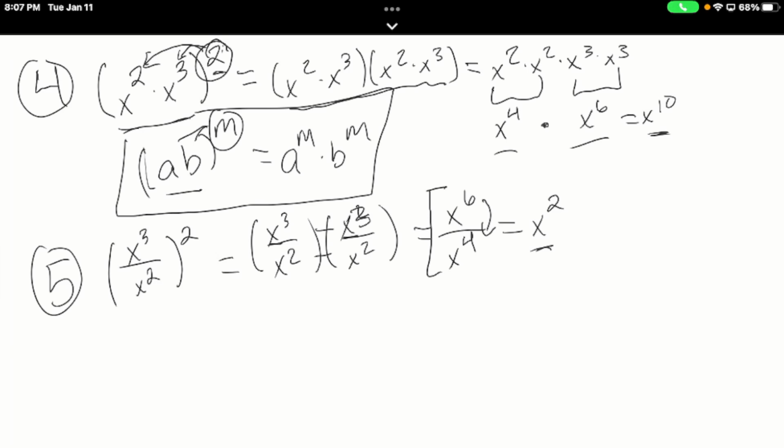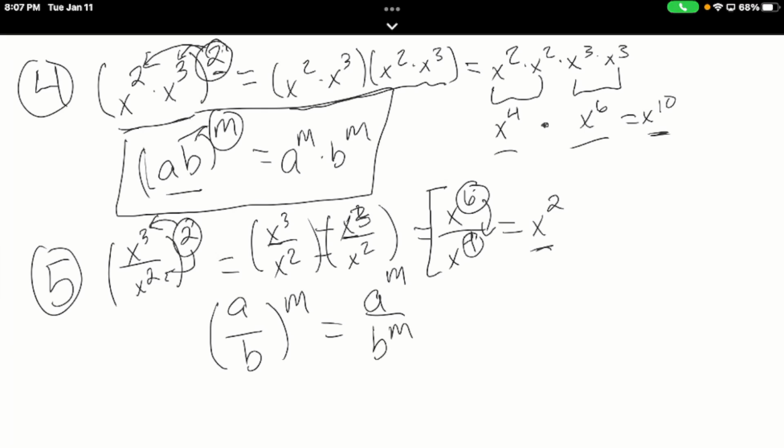So the property says if I take something and divide it by something else that has the same base and raise it to another power, I can distribute that power into both. We would see that 3 times 2 would give us the 6 that we have here. 2 times 2 would give us the 4 that we have here. So in general, the fifth property says that if I take something like a over b and I raise it to some power, this is the same thing as taking that power and distributing it into the top and bottom. So those are all of the 5 properties for working with rational powered expressions.